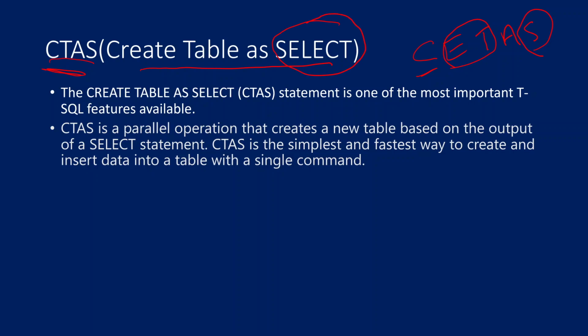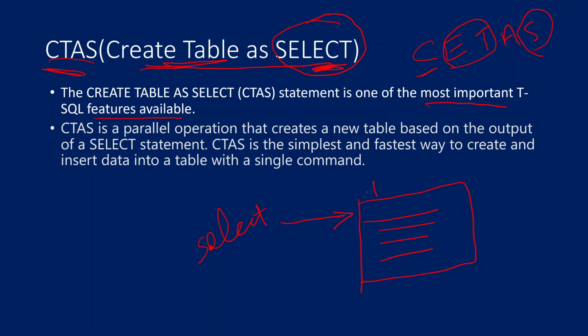Using this CTAS, you can create a table from the output of a select query, and this is actually a very important feature in T-SQL. For example, if you have a select query which returns some output, and you want to save that entire output as a table, it's not an external table, it's a table. In this case you should be using CTAS.